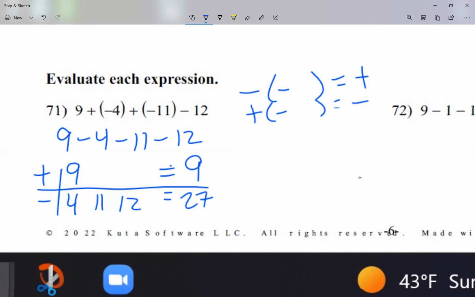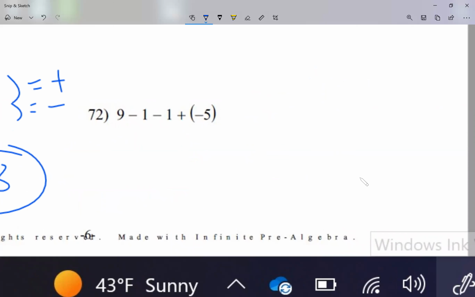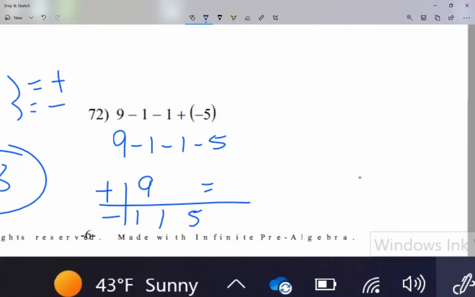My last example here, let me write everything without parentheses. So I'm going to write this as 9 minus 1 minus 1 minus 5. Let me separate my positives and my negatives. So I have positive 9, negative 1, negative 1, negative 5. Let me add all my positives, which is just 9. My negatives is just 7, right? 1 plus 1 plus 5 is 7. My question at the end is, who won? Positives or negatives? By how much? Positives have 9, negatives have 7. I'm going to say the positives won by 2. So positive 2.